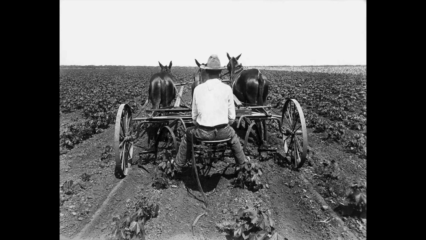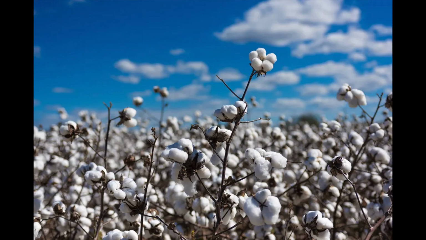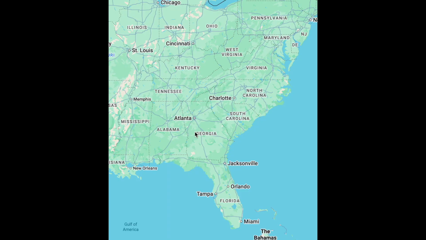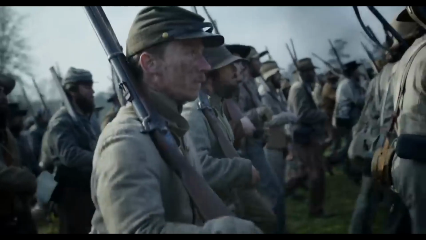So slavery was really important to the South, and since the country was established, the South has relied on cash crops like cotton to support its economy. It was the biggest export of cotton on a global scale. The Civil War began with the secession of deep southern states like South Carolina, which later broke into war.